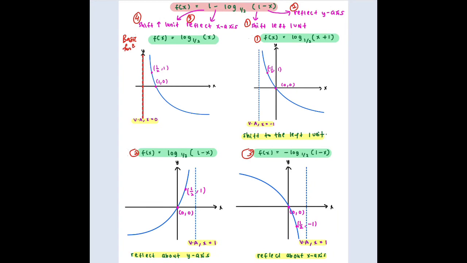Now let's go to the second transformation, which is reflect about the y-axis. From this graph here, let's reflect our vertical asymptote. From x equals minus 1, it now becomes x equals 1. How about the graph here? Since this is your mirror, this left part will go to the right, and this right part will go to the left. So this is your new graph, and then let's change our coordinates. From minus half, 1, it now becomes half, 1. From 0, 0, it will stay here, 0, 0.